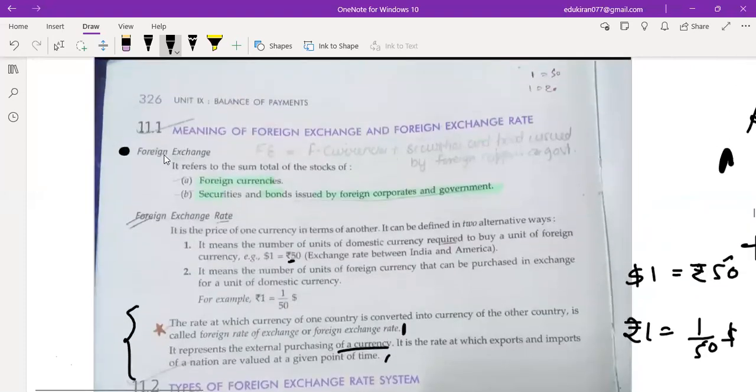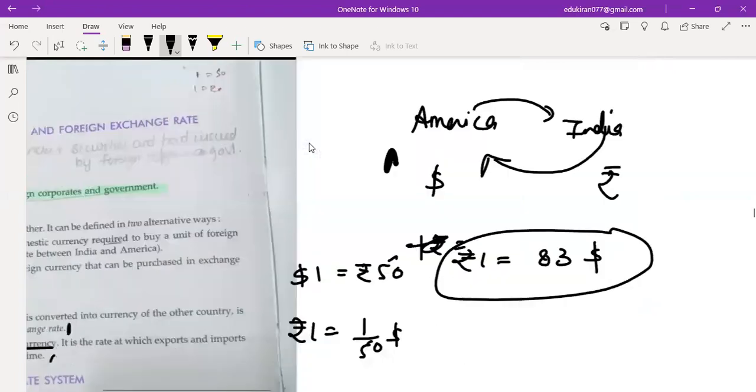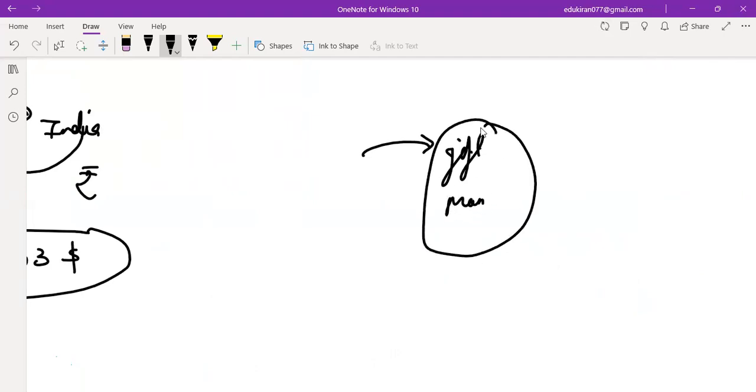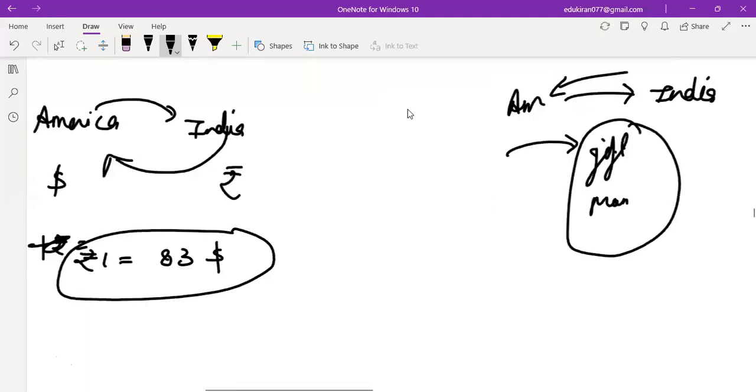Okay. Now basically foreign exchange. Ma'am, what is foreign exchange basically? So over here, for example, you gave me some gifts. In return, I gave you some money. So whatever we are exchanging between America and India, that will come under foreign exchange. Sometimes American people will give us something, sometimes Indian people will be giving something.